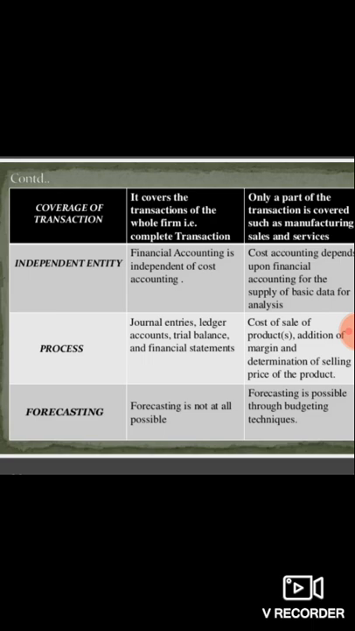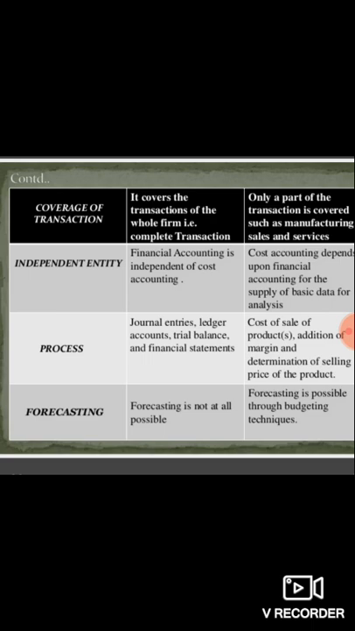The next difference is independent entity. Financial accounting is independent of cost accounting, while cost accounting depends upon financial accounting for the supply of basic data for the analysis. So after cost accounting data, the final reports are prepared. The financial accounts are independent, but the cost accounts are dependent because they have to furnish the data to financial accounting.